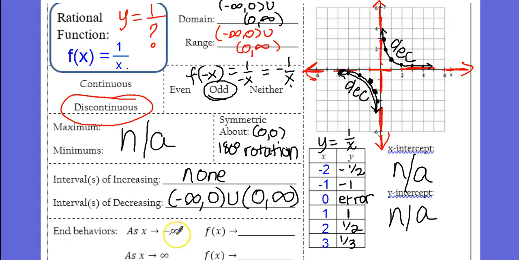In end behaviors, be careful. As x approaches negative infinity, what's my y doing? Getting closer and closer to 0. Yep, as I go this way, look, I'm getting closer and closer to 0, but am I allowed to touch it? No, I can only approach it. How about this way? As x goes to positive infinity, what's my y doing? It's approaching the other side of 0.